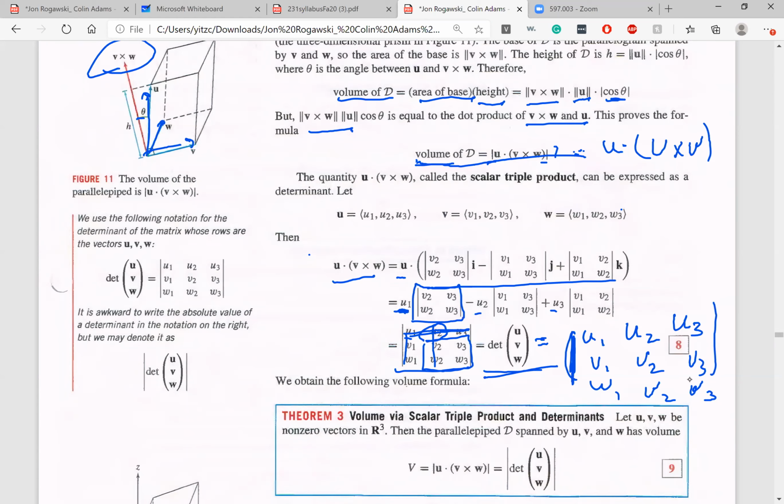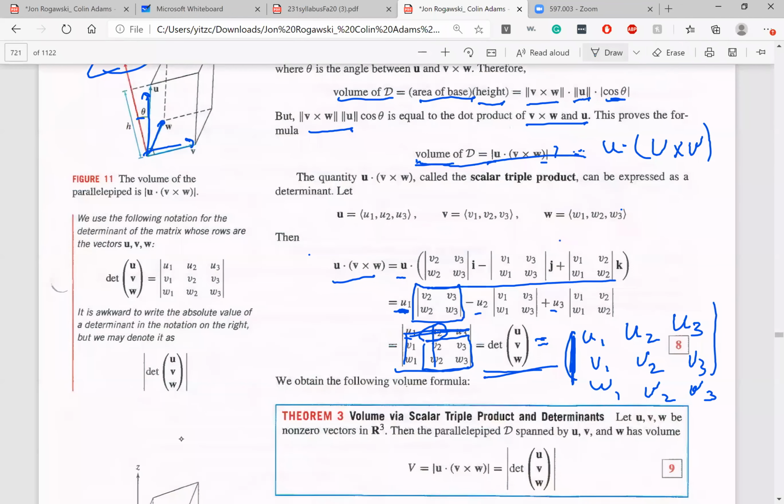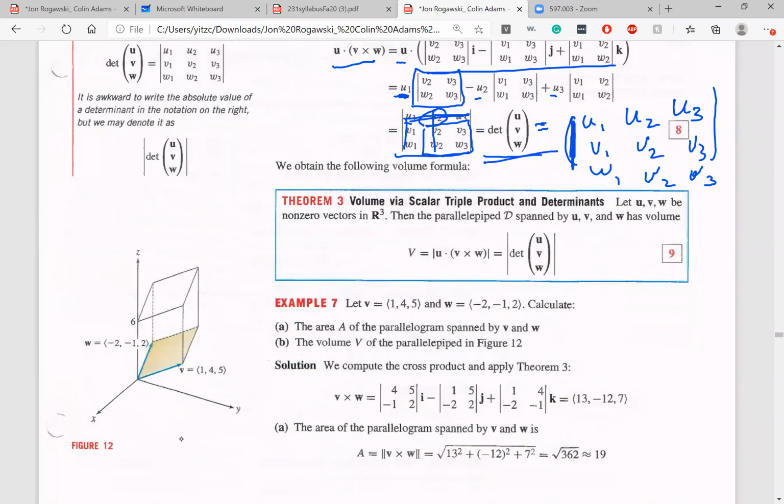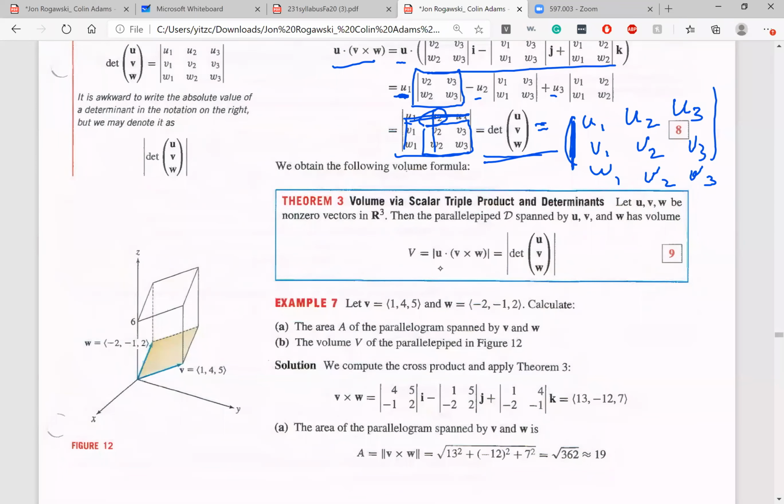Something else you can do if you have a parallelepiped is look at the determinant of u1, u2, u3, and so on. You put v over here and w over here. So that over here is what we have over here. The volume, which is the scalar triple product, is equal to the determinant.